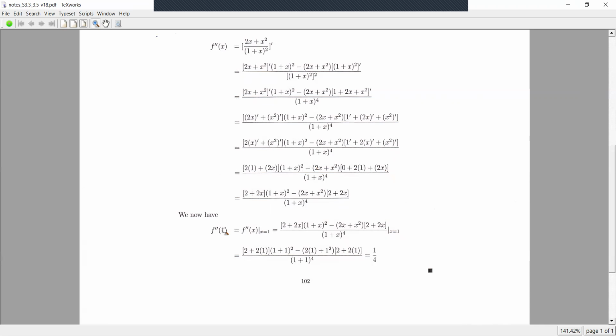Now, to find second derivative at the point 1, plug in 1 in x. Plug in 1 in x, then we get the second derivative at the point 1 is 1/4.